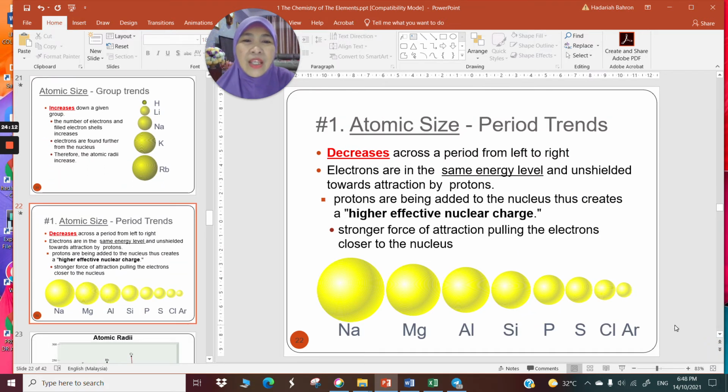I think that's not a foreign concept to you. The atomic size will decrease across a period from the left to the right. So sodium is the biggest in the third shell. Magnesium becomes smaller, aluminium smaller, and as you go to the right of the periodic table, argon has the smallest atomic radius or the smallest size.